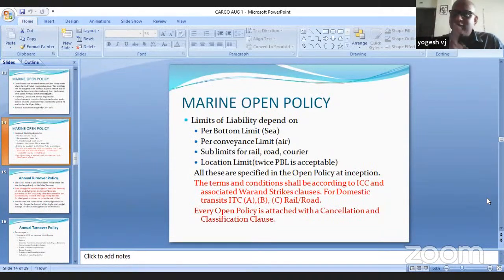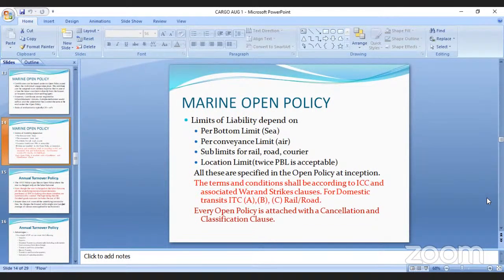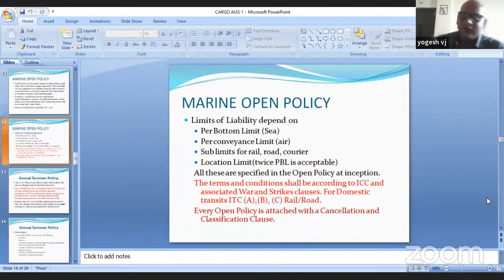That is why the insurance company or the reinsurance company applies a limit for this location. The location limit is usually twice that of the per bottom limit. Am I clear? Have you understood this concept? Yes, sir. Okay. So all these are specified in the policy at inception. If you come across an open cover, you will see that there is a per bottom limit and right below it there is a per location limit, which is usually double the per bottom limit.